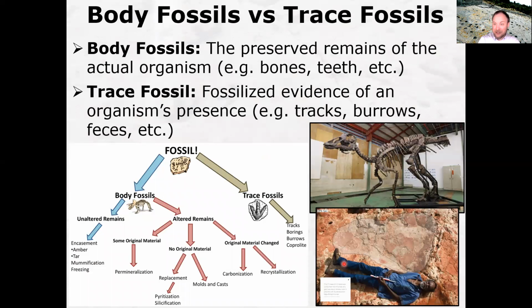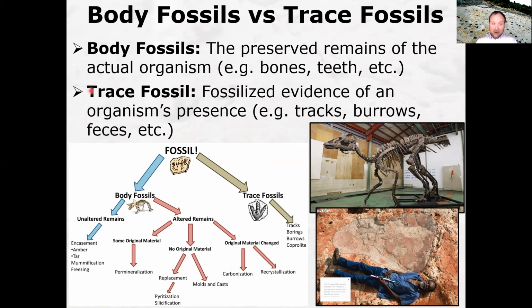So let's talk about trace fossils. Before we talk about trace fossils, we need to discriminate between body fossils and trace fossils. When you think of a fossil, you probably think of body fossils. Body fossils are the preserved remains of the actual organism itself. This is an example of a body fossil here. This is a hadrosaur skeleton. The hard bones are preserved. In some cases, teeth are preserved. Shells, things like that. Those are body fossils. Those are actual pieces of the organism that are preserved.